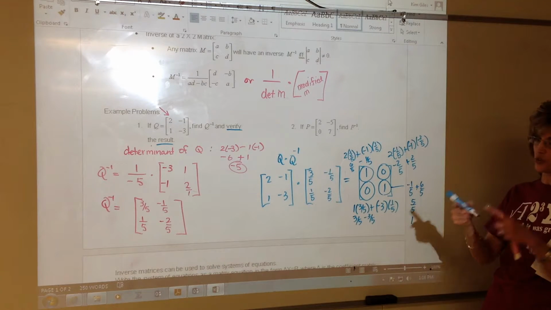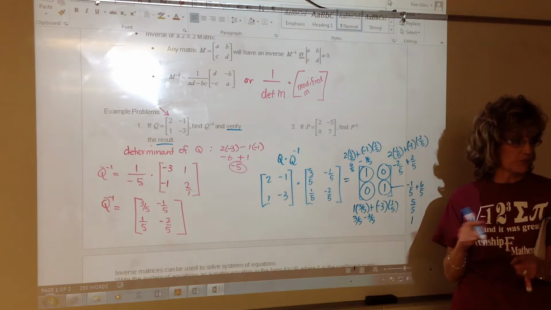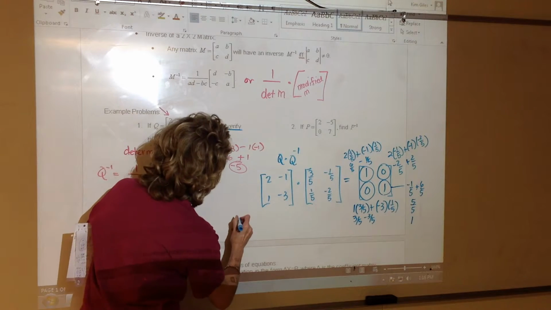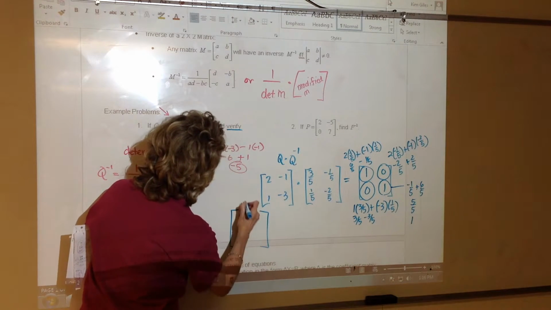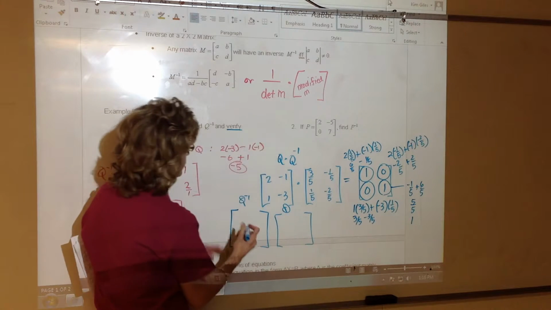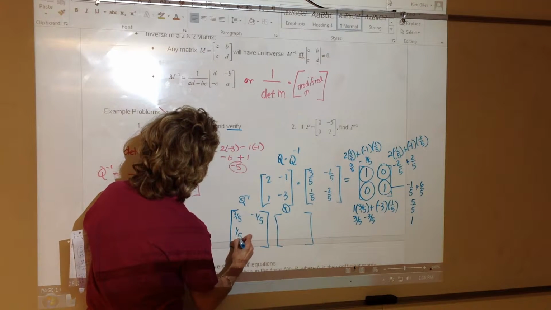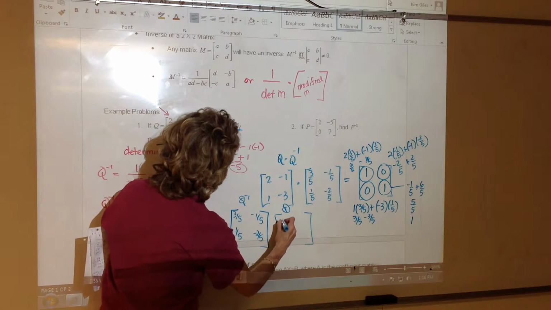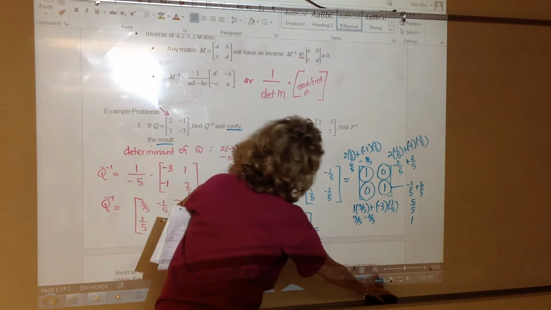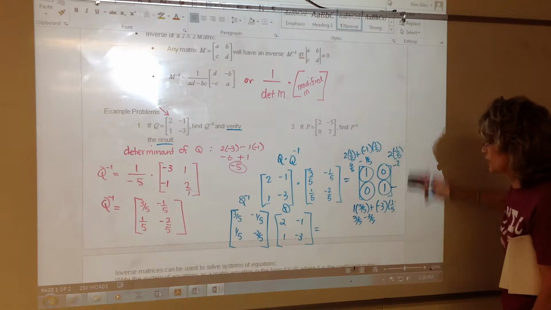You have to verify it both directions because usually when you multiply matrices, order makes a difference. You don't get the same thing when you change the order of multiplication. But if they are inverses, you will. So then you've got to go ahead and verify by multiplying Q inverse times Q. So we have to multiply 3/5, -1/5, 1/5, -2/5, times our original Q, 2, -1, 1, -3. Here we go. I'm going to erase this so it doesn't confuse everything. Hopefully you can follow yours on your notes.